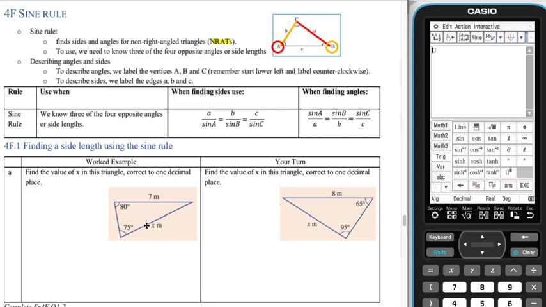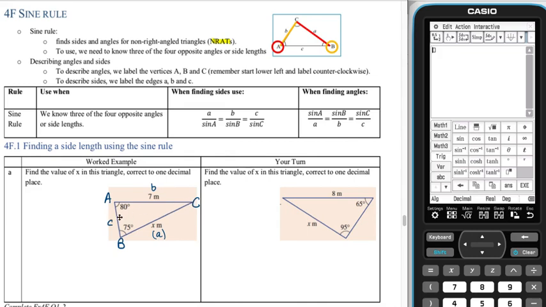So we need to find the value of x in this triangle, correct to 1 decimal place. Our first step is to label the triangle. It doesn't matter what letter you start with. I typically always use A, B, C, and I've labelled that counterclockwise. So we've labelled A, B, and C, which represents our vertices and also our angles. So vertex A, angle is 80 degrees. Opposite the angle A is this edge here, so let's label that small a. Across from B is the 7, and across from C is the small c there.